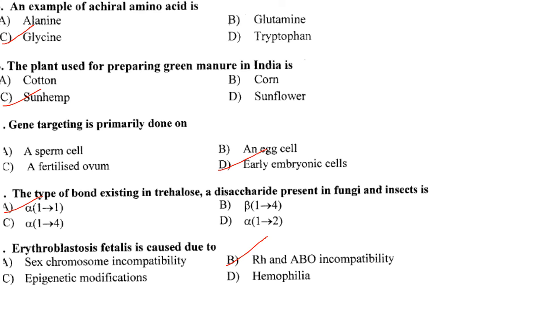Then, erythroblastosis fetalis is caused due to Rh and ABO incompatibility. Answer is option B.